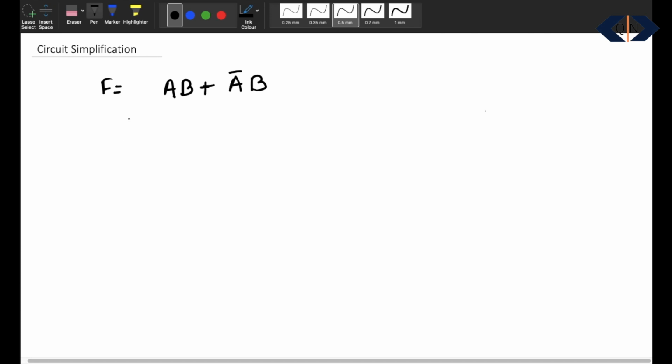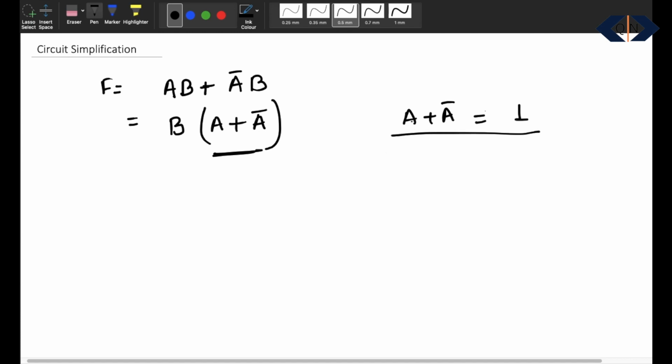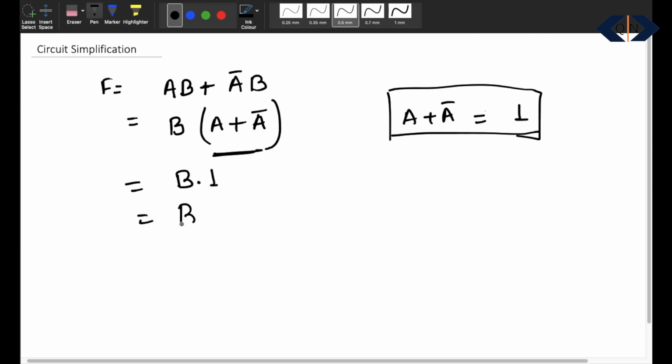From here you can pull B out as common, and then it will become B times A plus A bar. As I told you, A plus A bar is equal to what? It is always equal to 1. Because if A is 1, then A bar is 0, and 1 plus 0 is 1. If A is 0, then A bar will be 1. So it will always be 1. So from here we can say that B into 1 is equal to B.